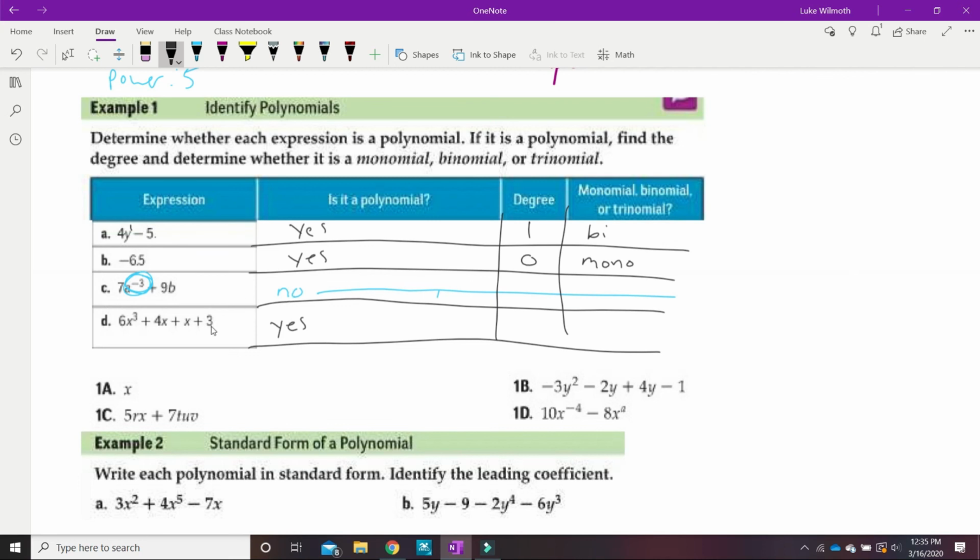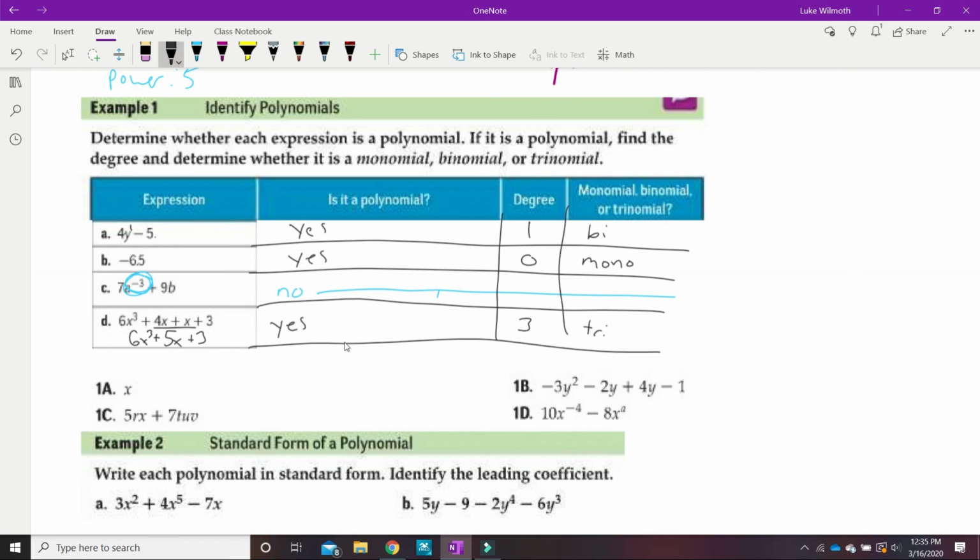This one here is trying to trick us a little bit. The power is easy enough to see. It's 3, because the highest power is 3 out of all my terms here. But this one, I could combine these into 4x plus 1x. That's the same as 5x. So because I can combine these into 2 terms, this is actually a binomial, even though it looked like a trinomial at first. If I simplify it just a little bit, it's not that bad.